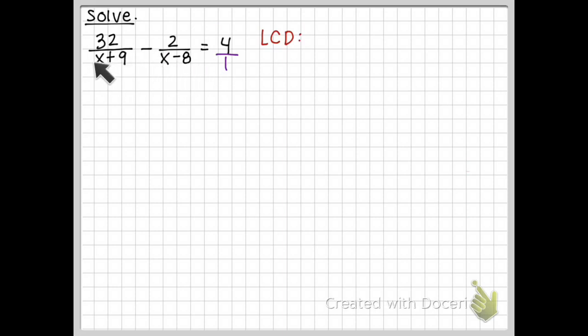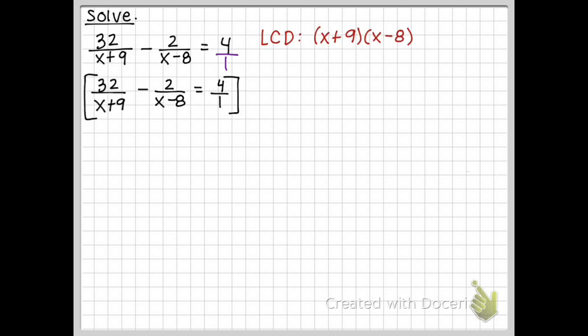And if we have an x plus 9 and an x minus 8 over here, both of those are going to be our LCD. If we have actual numbers, like in the very first example where we had 15, 2, and 3, then we have to find the multiples of the greatest number. But in this case, it's easier: x plus 9, x minus 8, done. That's my LCD. Now I'm going to multiply that to every single piece of this. So I have x plus 9 times x minus 8.